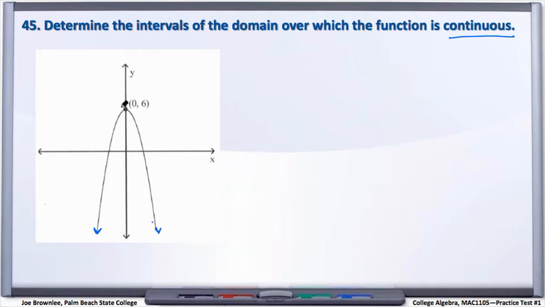But because this point has been identified for us, the vertex here, as being a closed circle, we know that this is part of the graph. This exists, this point, 0, 6, as being part of the graph. And so because we're able to graph the entirety of this function here, we're going to say that it's continuous over the entirety of its domain. Or if we want to write that in interval notation, we'll say that this graph exists from negative infinity.